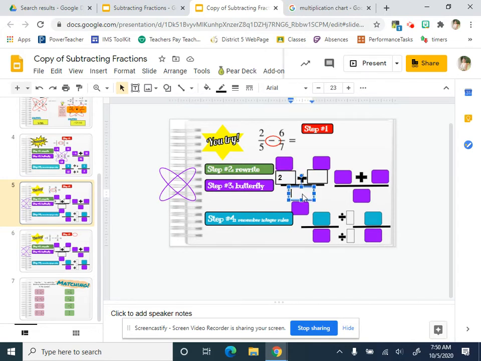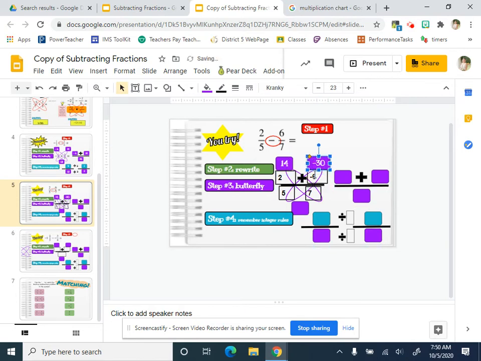I gotta rewrite this somehow. There should be 2 boxes here. There we go. 2/5 plus, this is negative 6 over 7. Well, now we're going to do the butterfly because it stays the same, stays negative. So let's do the butterfly. 7 times 2 gives you 14. 5 times 6 gives you negative 30, right? Because of the negative on that side. And then the bottom is 35.